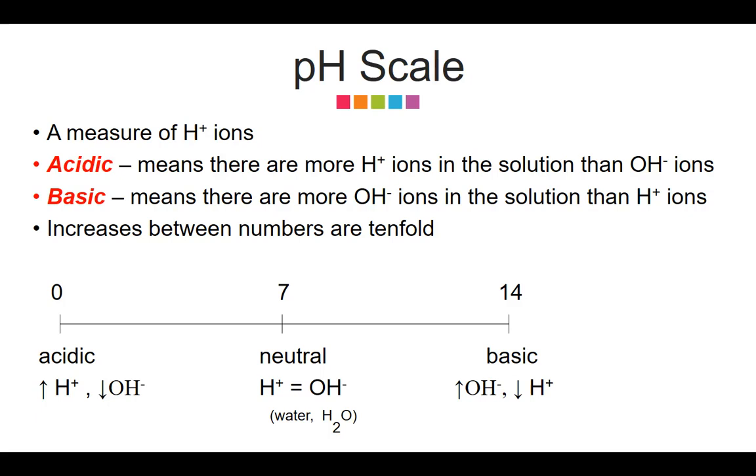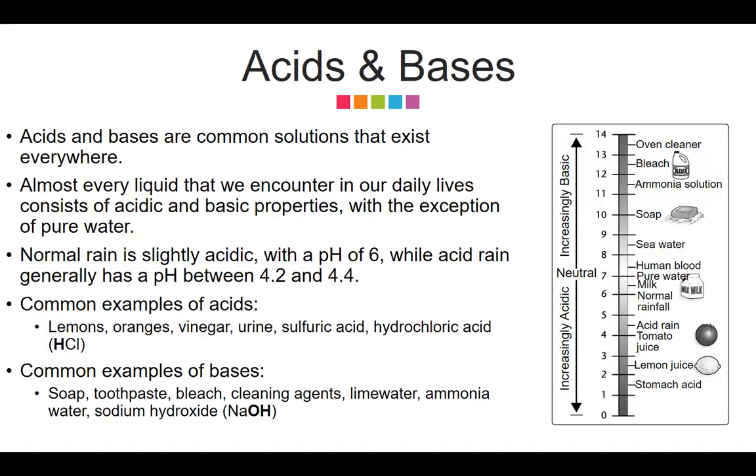Now, you may not think of it in terms of the scale, but you actually deal with acids and bases all over the place in your life. Almost every liquid that we encounter in our daily lives consists of acidic and basic properties, with the exception of pure water. Normal rain is slightly acidic with a pH of about 6, while acid rain generally has a pH between 4.2 and 4.4. But before you start thinking, oh my gosh, that's so acidic, realize that we deal with things that are more acidic than that also on a routine basis. Tomato juice, if you've ever had pasta, is actually more acidic than acid rain. Lemon juice is even more acidic than that.